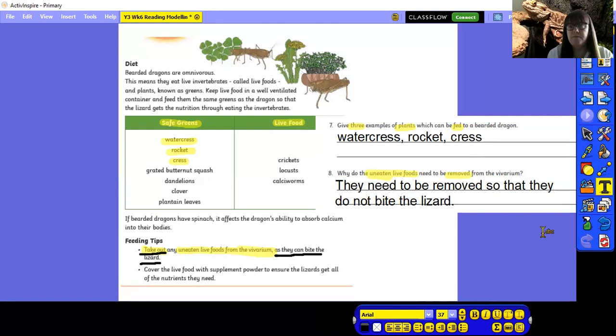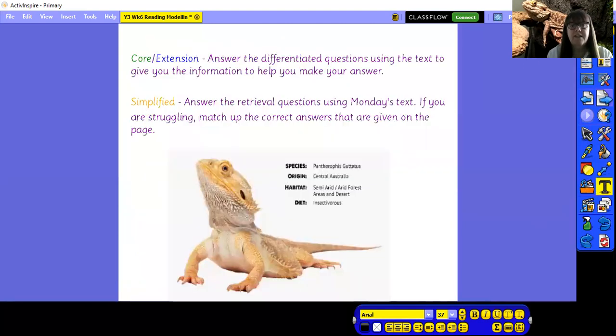There we go. Your turn then today. Same as yesterday, you've got some differentiated questions to answer. And then simplifying that, I've given you a chance to have a go yourself. And if you're struggling, you can then match up the correct answers. So I'd like you to have a go today yourself first before you choose to match up. But if there are questions that you can't do, then you can match up the correct answer that's been given to you. We are at Thursday, everybody.